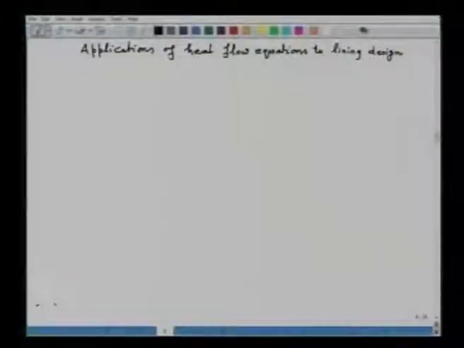We will take applications of heat flow equations to lining design. Some of the applications I have already done in my earlier lecture. Now, today what I thought, I will try to illustrate the use of the equation in different units also, so that you are conversant with the units of various variables. So, I will give some of the conversion values of the units.